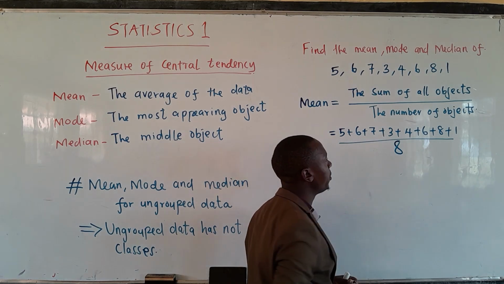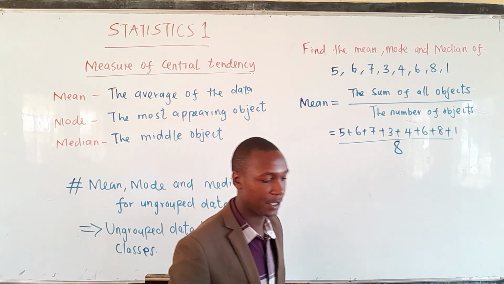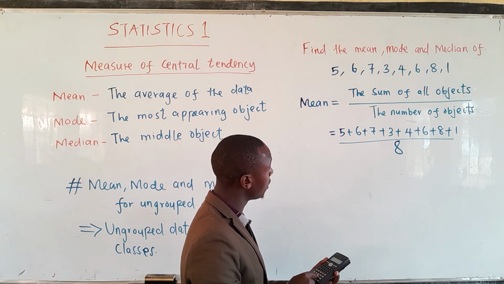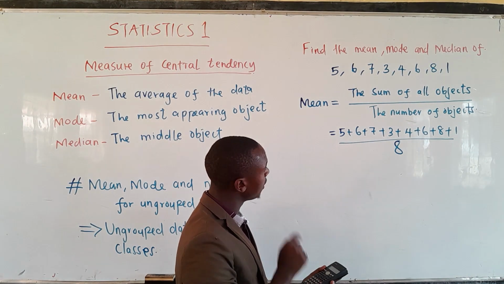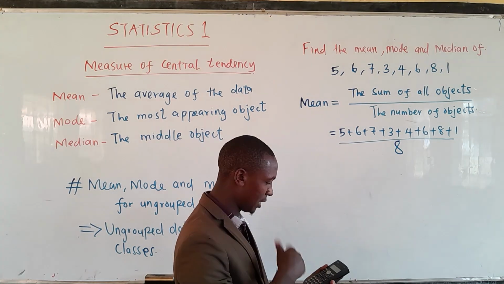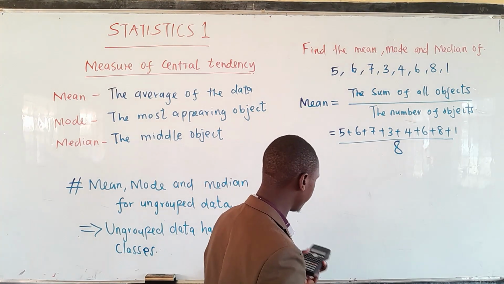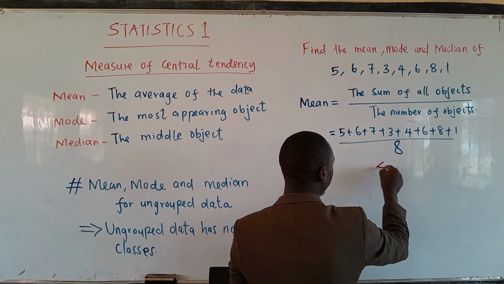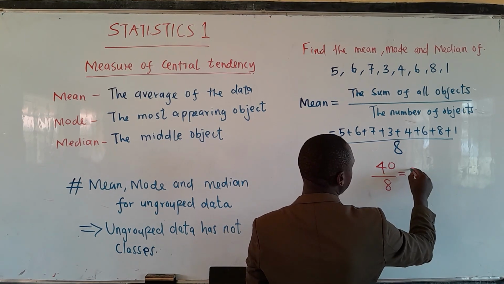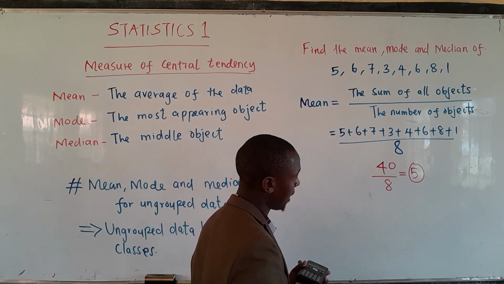So we have 8 objects, and we are going to add their sum and find their average. Let me grab my calculator here. That's going to be 11, add 10, add 10 again, add 9, add 2, and what I find is 40. So the mean is going to be 40 divided by 8, and 40 divided by 8 is exactly 5. So our mean for that data is 5.